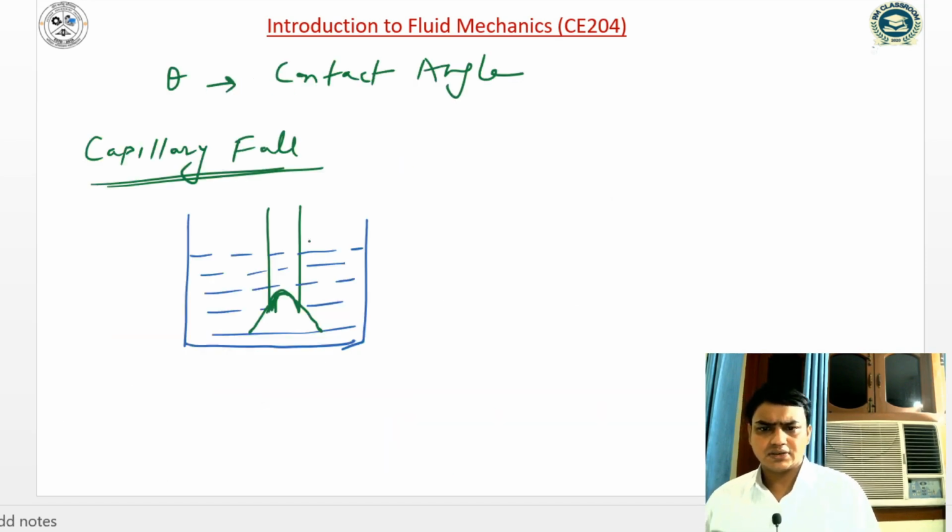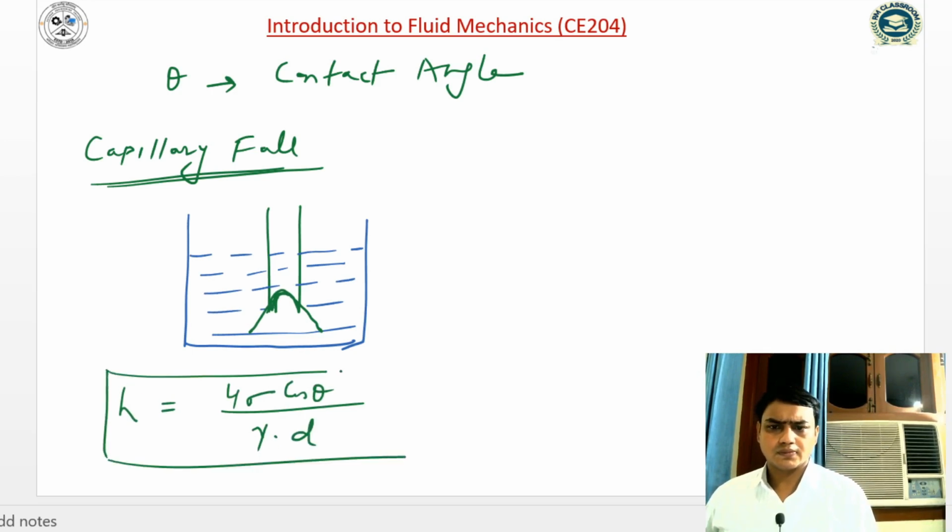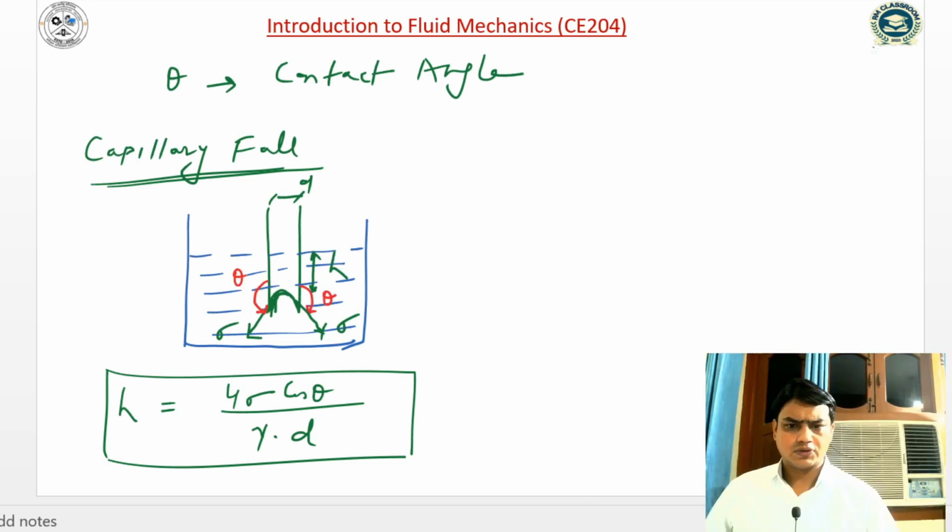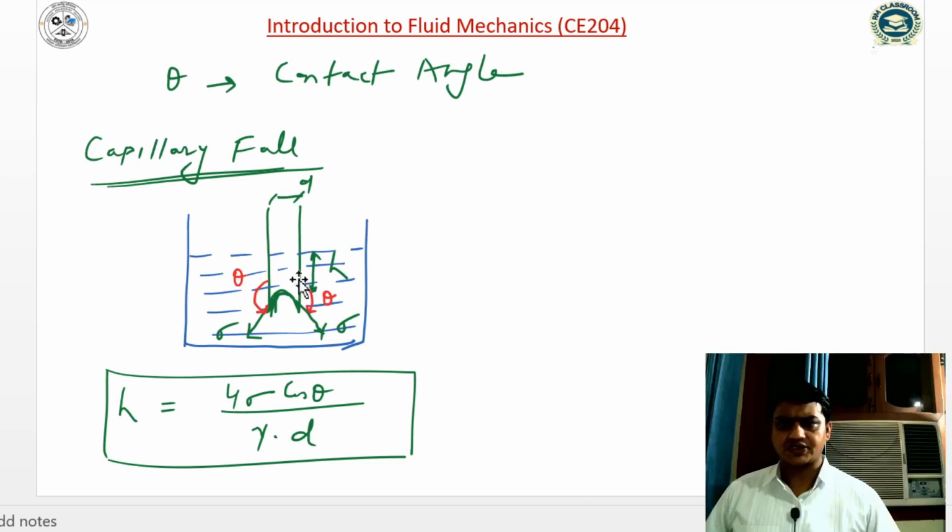If I derive the expression of capillary fall, it is the same thing: capillary fall is equal to 4 sigma cos theta divided by gamma into d. This is the sigma, this is also sigma, and this is the capillary tube having diameter d, and this is height h. So the expression will be the same as in capillary rise, and the capillary fall expression we have discussed.